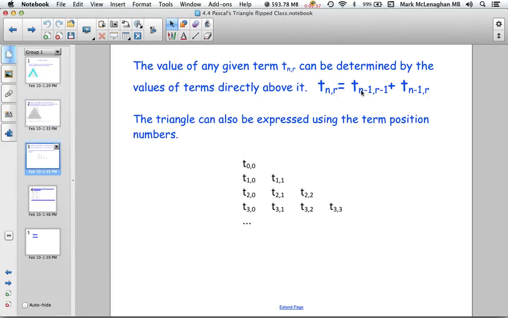This works with this formula here. T n, r equals T n minus 1, r minus 1, plus T n minus 1, r. Basically, in words, take the two terms above any term, add them together, and that will give you the next term. Obviously, except for the end terms, which are always 1 when we're dealing with Pascal's triangle.